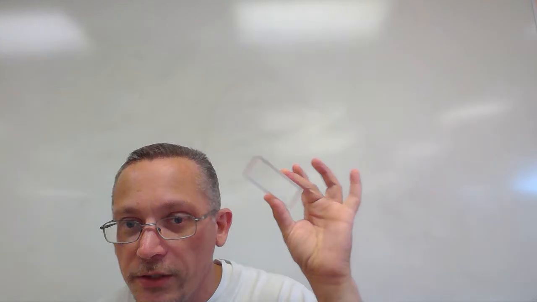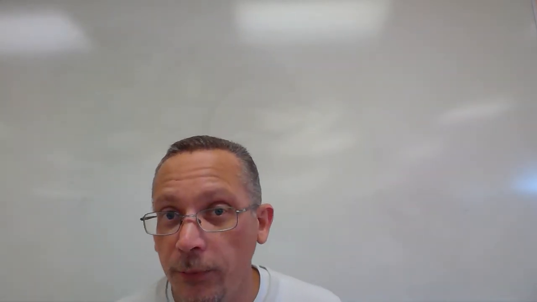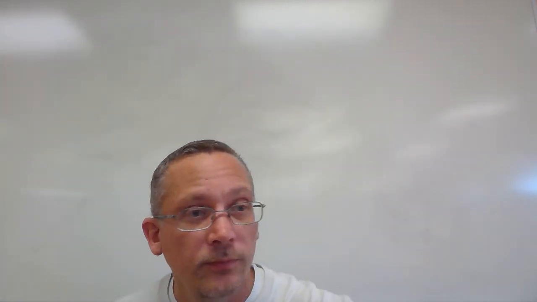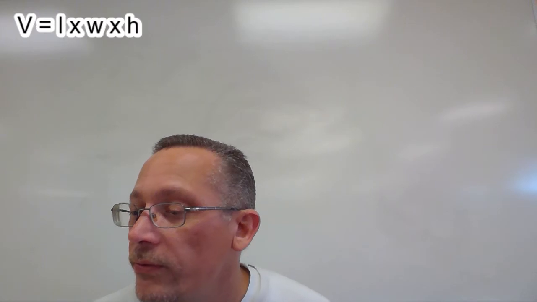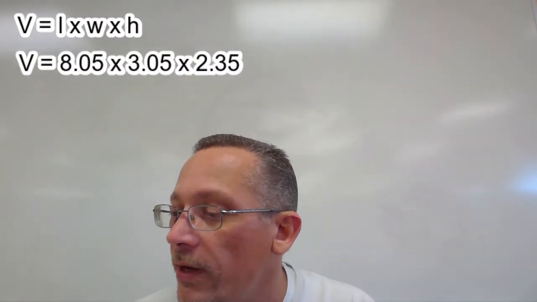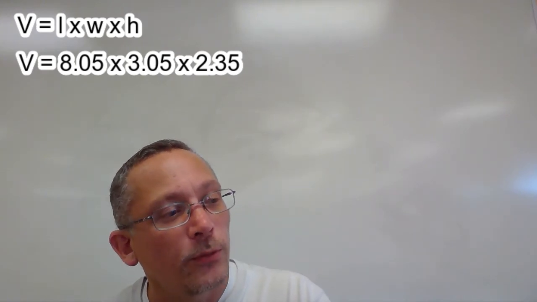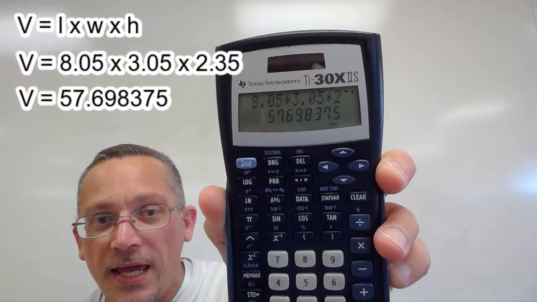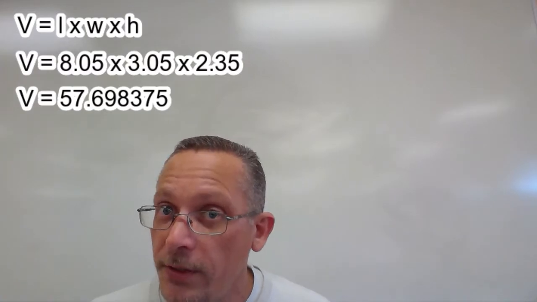Okay, so now having measured the length, width, and height of my plastic block, I can now calculate its volume. Remember from geometry class, the volume of a rectangular prism is the length times the width times the height. So I've taken 8.05 centimeters times 3.05 centimeters times 2.35 centimeters, and I get 57.69835. And the unit there would be centimeters times centimeters times centimeters, which is cubic centimeters.